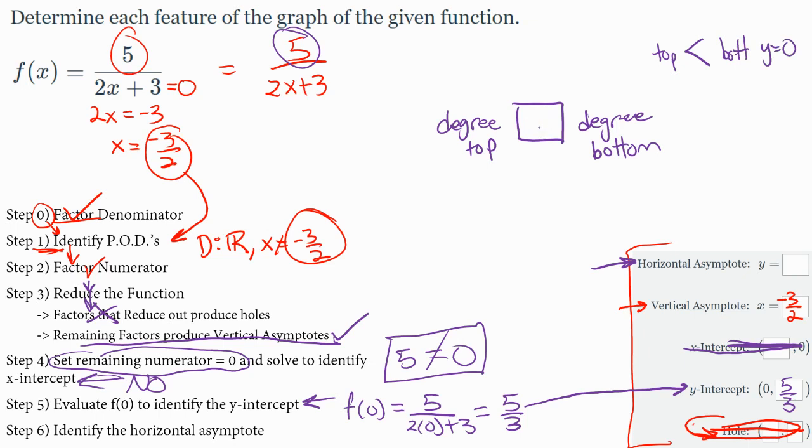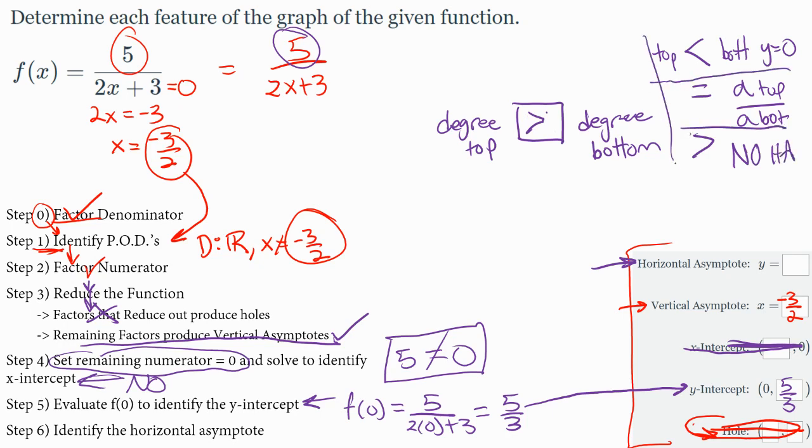If it is equivalent in the degree, so if we have equal, then we have the a value of the top divided by the a value of the bottom. And finally, if the degree of the top is bigger than the bottom, then we have no horizontal asymptote. So those are the only 3 options with rational functions as previously discussed. So our job is to just compare.